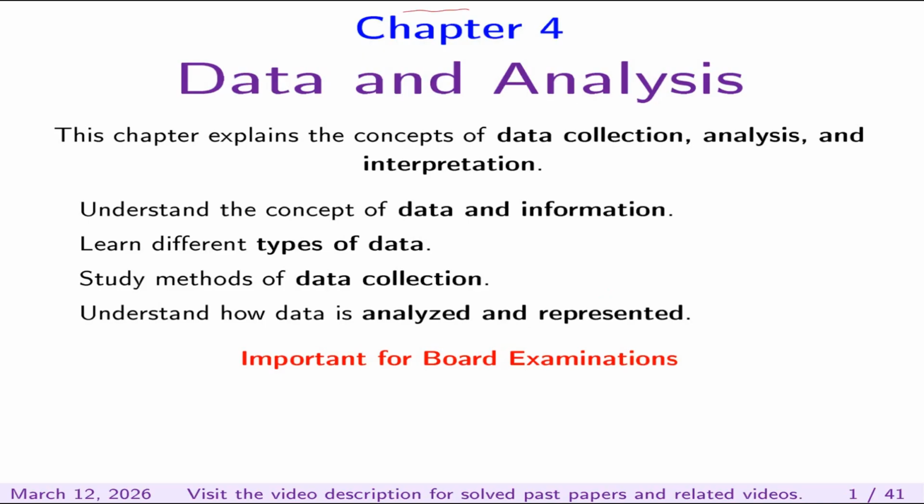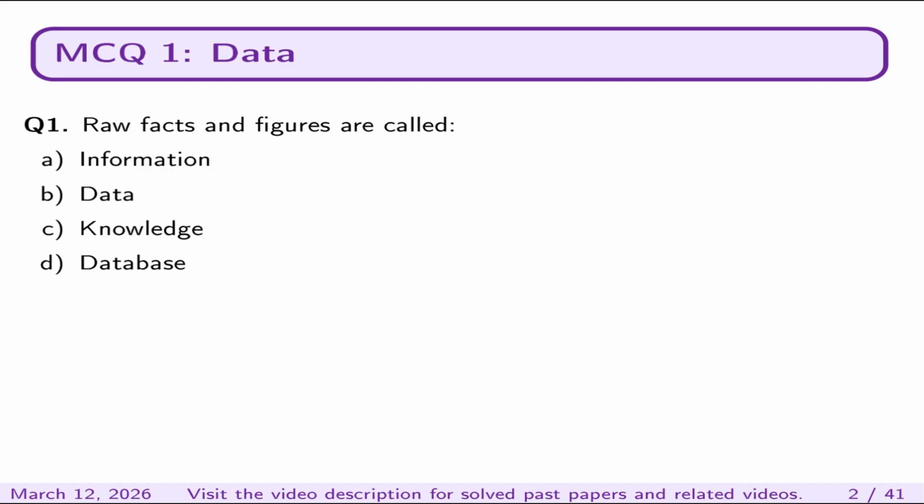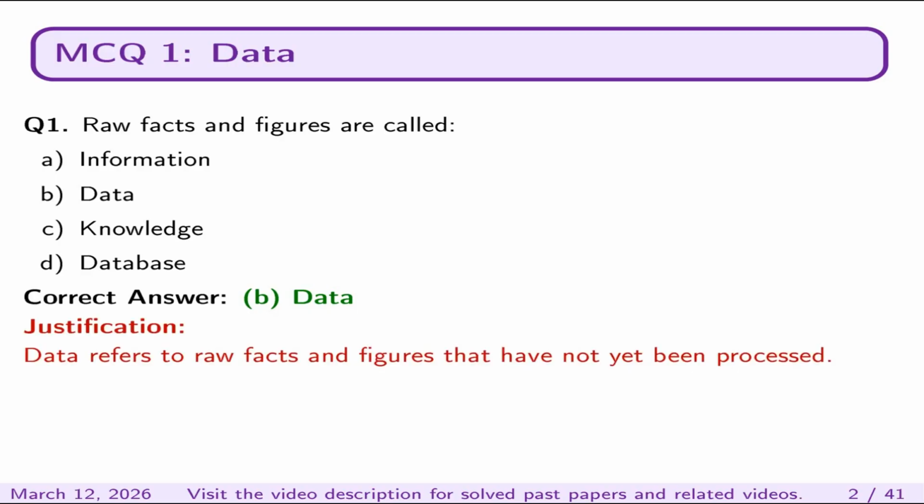Chapter number 4 about data and analysis. I will try to cover all the possible multiple choice questions from this chapter. Question number 1. Raw facts and figures are called information, data, knowledge, database. It's data. Data refers to raw facts and figures that have not yet been processed.